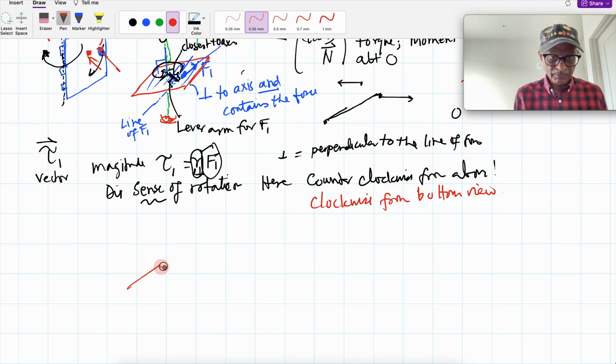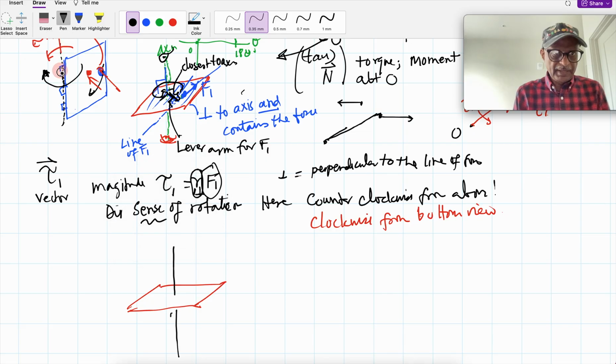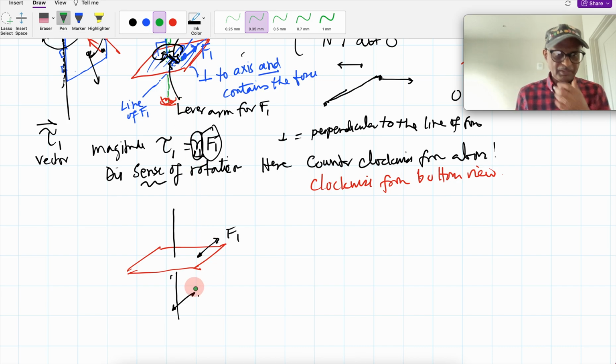So let's draw a perpendicular axis, and so here is the axis. That axis is a hinge. Maybe there's a force over here, and then somebody's pushing at this point from the back. So there is a force over here. Let's call it F1. Over here, somebody is pushing from the back. Well, then we've got trouble now.